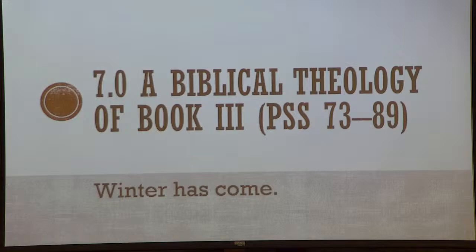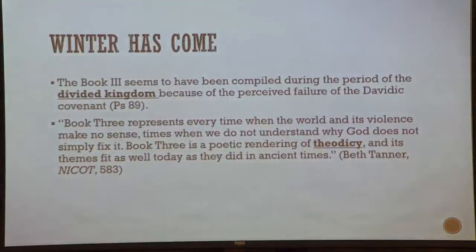Right. Wow. All right. So getting back to Book 3, right? Book 3, remember, consisting of 73 through 89, 17 Psalms. Book 3 and 4 are the shortest of the two, being a total of 17 Psalms each. Book 3 is going to be our tragic climax because it looks like the Davidic kingdom has failed, that everything's gone to Sheol. So winter has come. Right, so Book 3 seems to have been compiled during the period of the divided kingdom because of the perceived failure of the Davidic covenant, particularly when we get to 89.